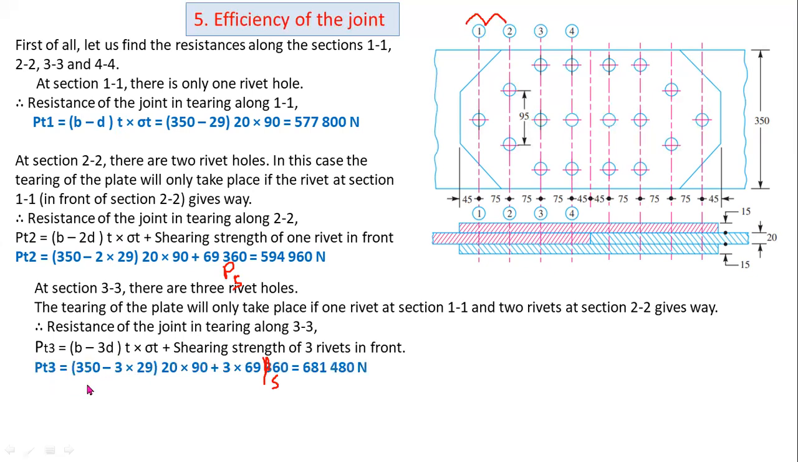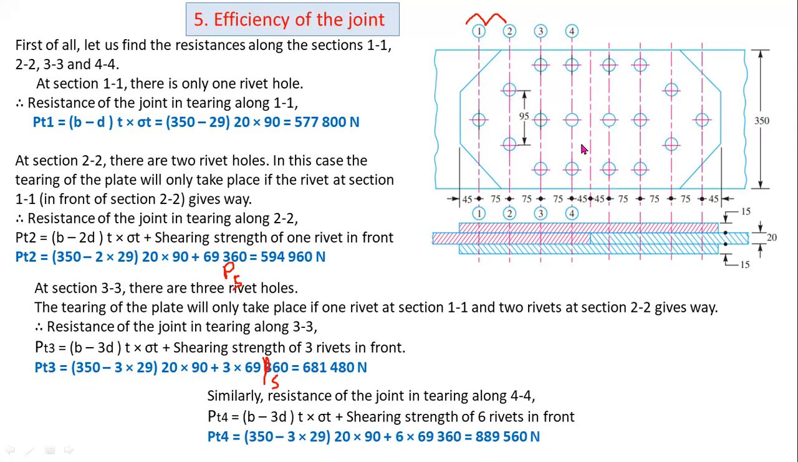So here PT3 equal to B minus 3D. 3D means 3 times the diameter of the rivet for 3 rivets. Okay, at section 3, there are 3 rivets, so you have to consider 3 into D. Okay, so 69,360 is the value of PS. You have to multiply with 3 for 3 rivets in front of rivets.